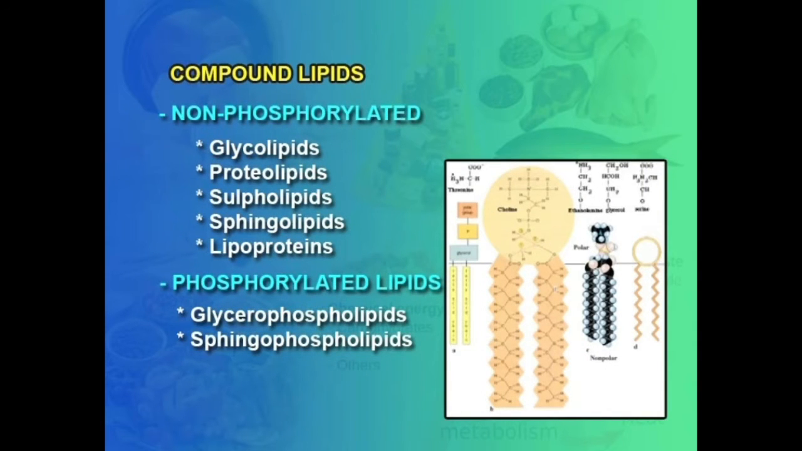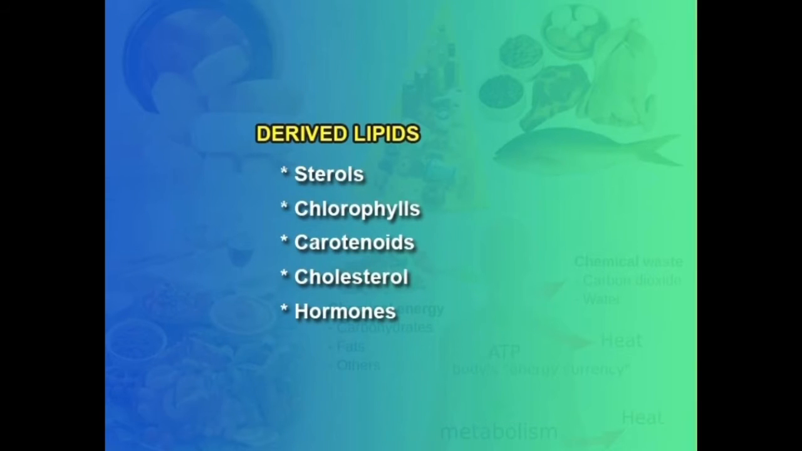Compound lipids that are non-phosphorylated include, for example, glycolipids, proteolipids, sulfolipids, sphingolipids and lipoproteins. The phosphorylated compound lipids include glycerophospholipids and sphingophospholipids. Among the derived lipids are sterols, chlorophyll, carotenoids, cholesterol and various hormones.